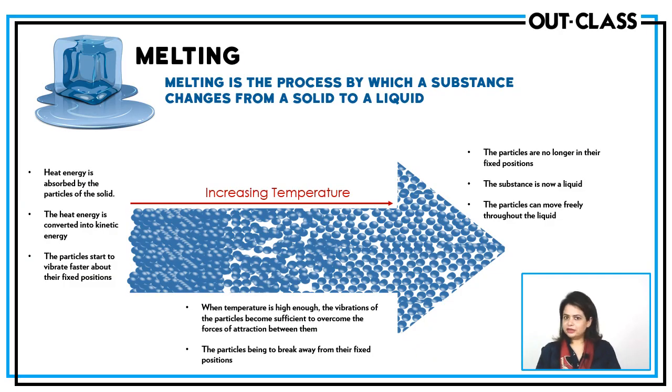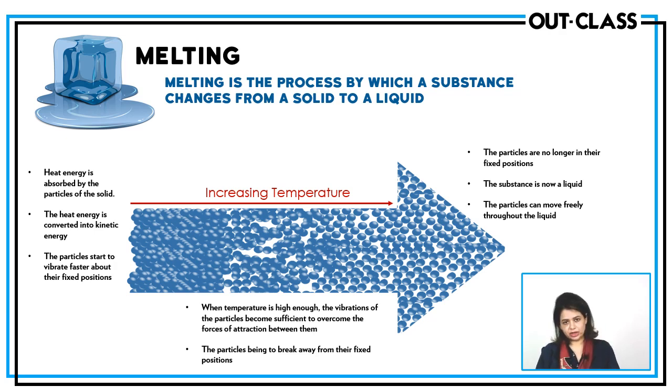Now we have studied the three states of matter: solid, liquid, gas, and the arrangement of particles in these states. Now comes interconversion of these states. These states are interconvertible. You can convert a solid into liquid, a liquid into gas, a gas back into liquid, and a liquid back into solid through different physical changes.